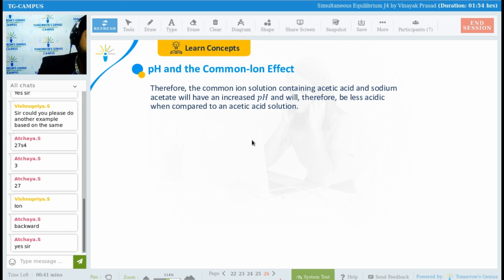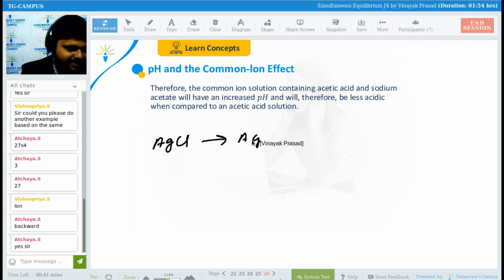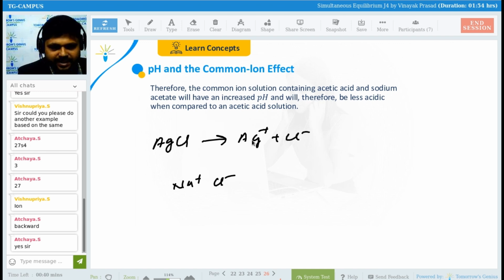I am giving you another example, right? This time we are having AgCl. AgCl is there, right? So it will dissociate into what? Ag plus and Cl minus. Yes or no, guys? Please tell me. Ag plus and Cl minus, right? Now, let's suppose any strong electrolyte, that is Na plus and Cl minus. Na plus and Cl minus is coming. So if we look here, Cl minus is there and Cl minus is there again.